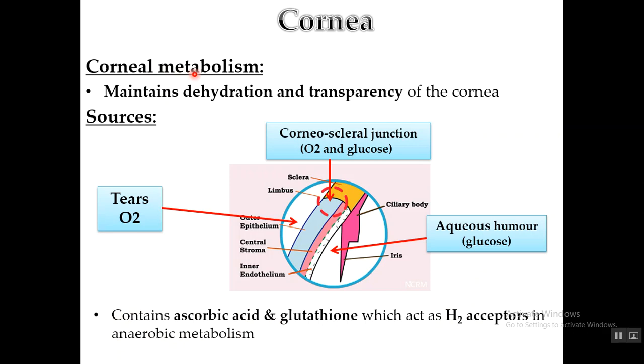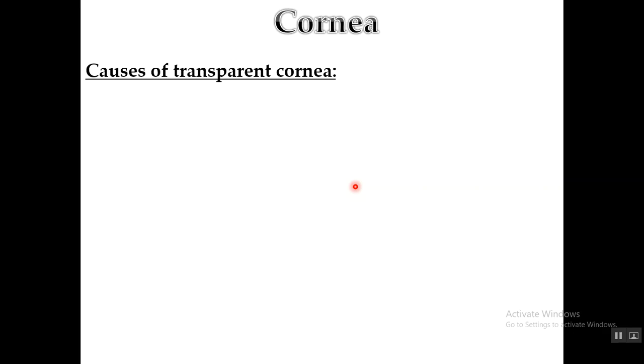This is the corneal metabolism, and the sources of energy, the source of oxygen and source of glucose for the corneal metabolism. What about the causes of transparent cornea?